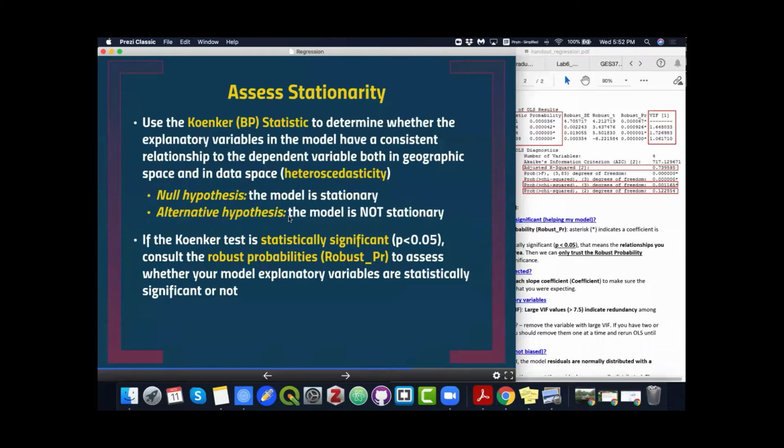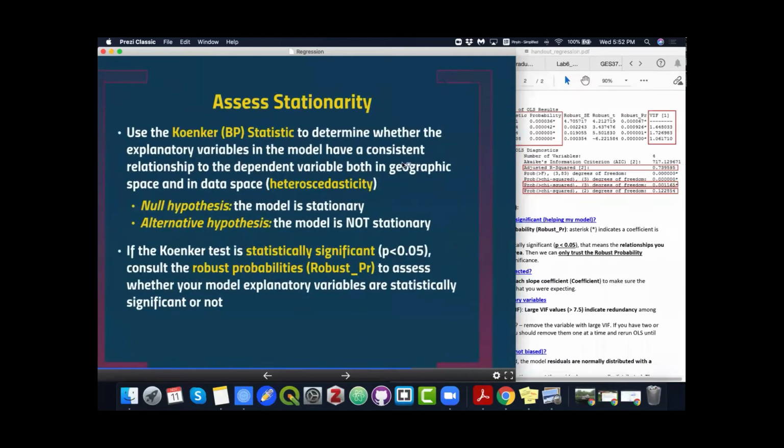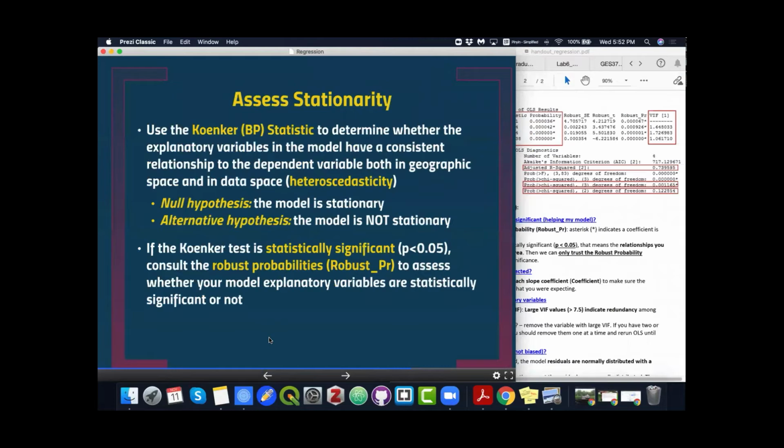ideally we want our model to be stationary so that we can use a single model to represent the whole scenario. So in that case, a small p-value is not ideal, because a small p-value means the model is not stationary. If the model is not stationary, we have to refer to the robust probability, which is why there's also a report of the Robust_Pr. So this p-value column is to be used when your Koenker statistic is significant.